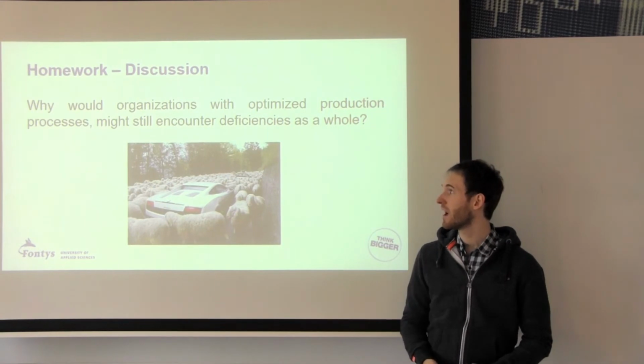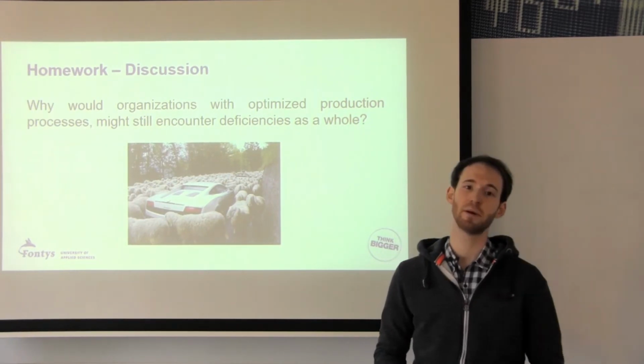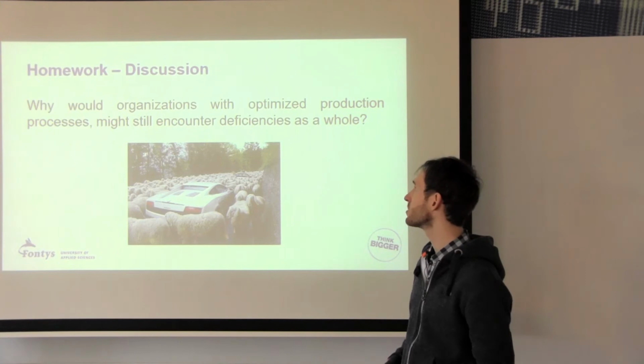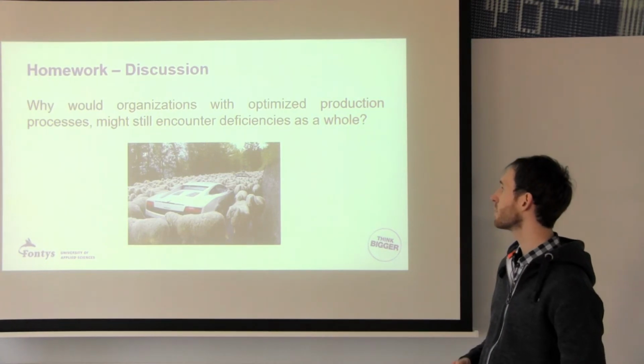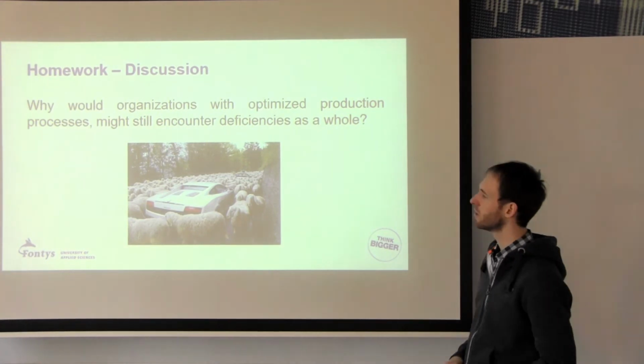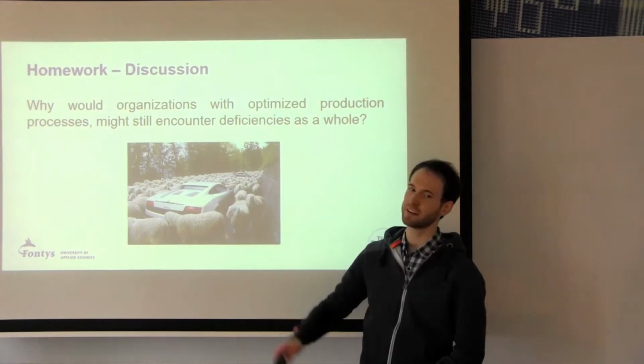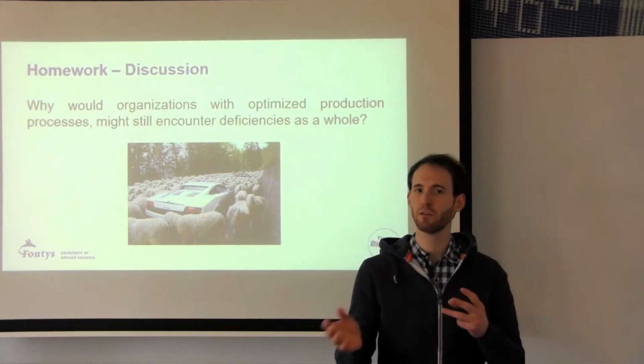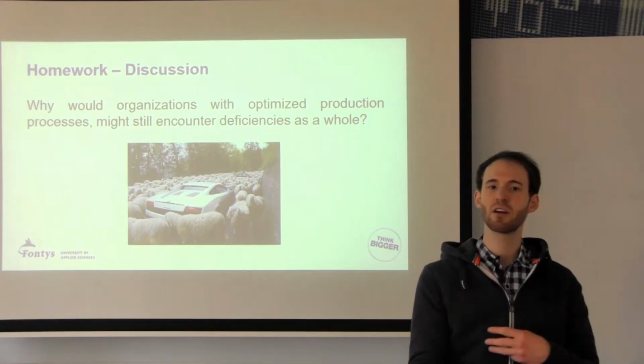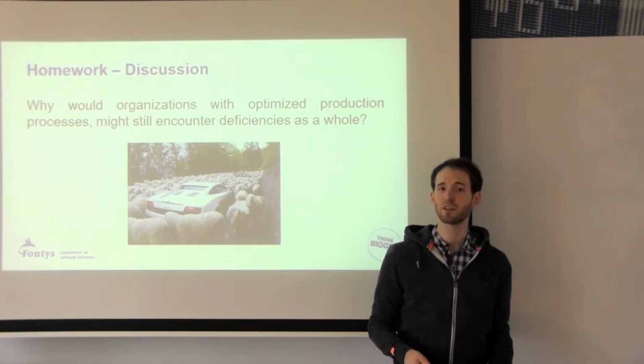And then finally, we have a discussion on this picture. Why might organizations with optimized production processes still encounter deficiencies as a whole? As said, this car is a very fast car, and this one is also a very fast car. You fueled the car, so the car is maintained. So with the car, everything is okay.